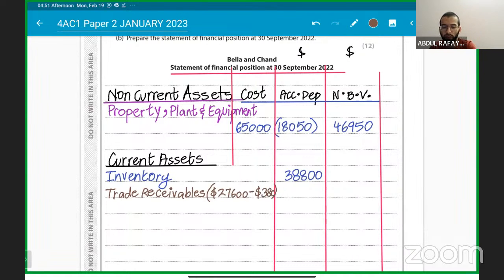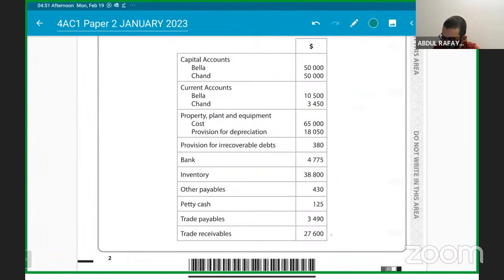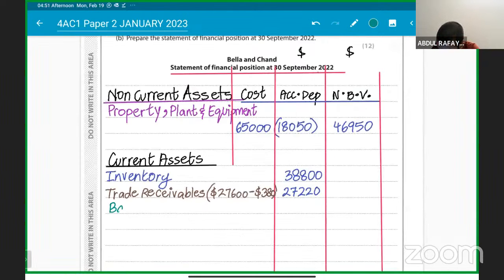So 27,600 minus 380, I am getting that as 27,220. Understood? Getting it clear on that? Any doubts, any problem? So we got inventory, trade receivables, then we can write down bank and petty cash. So bank balance is 4,775, sir. So we have bank balance.